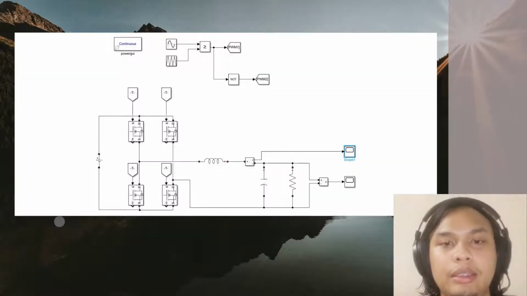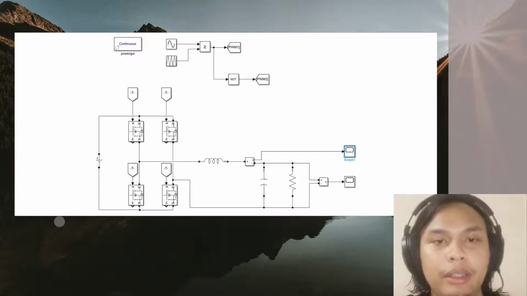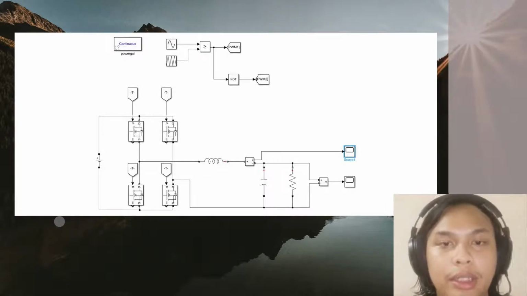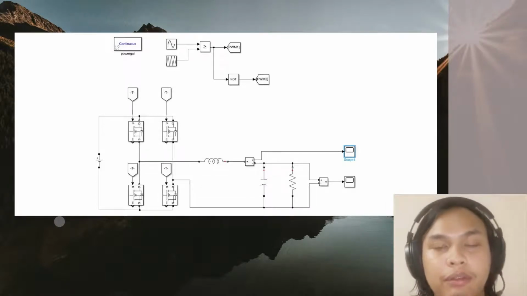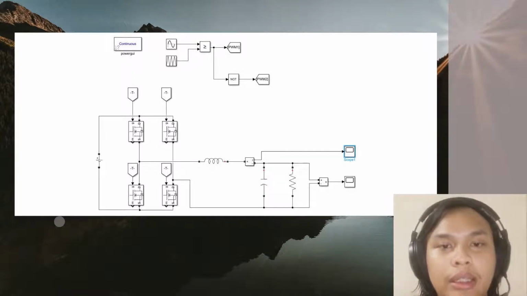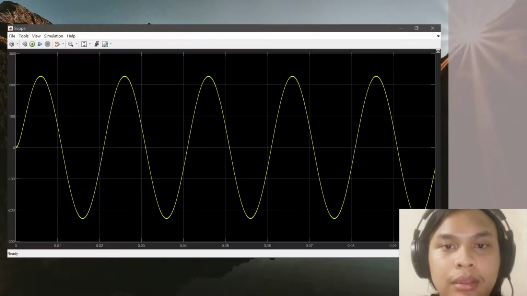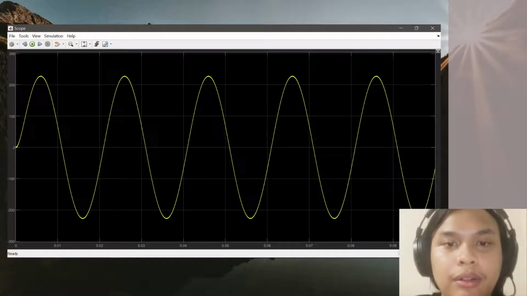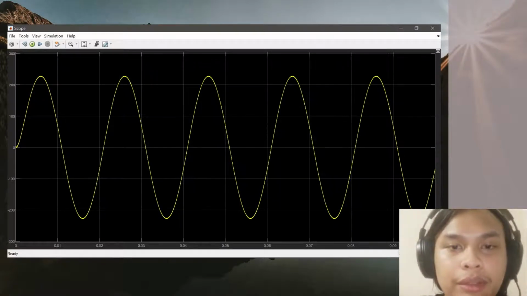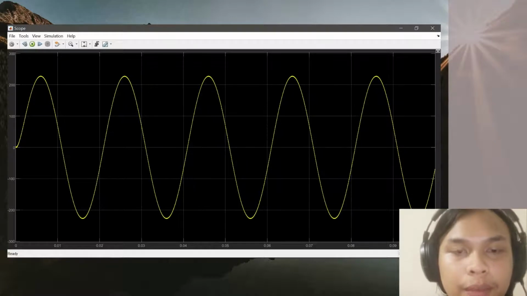Lastly is the simulation of the inverter. The function of the inverter in this simulation is to convert the DC from the battery to AC. This inverter uses an IGBT, insulated gate bipolar transistor, to get a true sine wave output waveform. This is the graph of the output voltage from the inverter, and we can clearly see that a true sine waveform is formed.